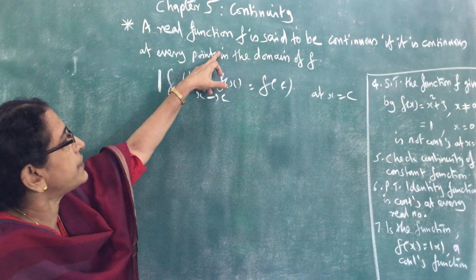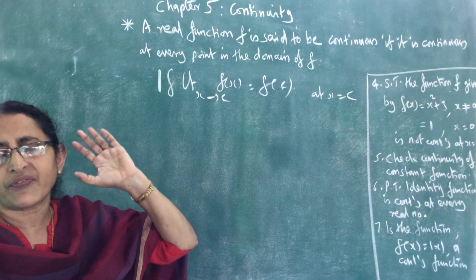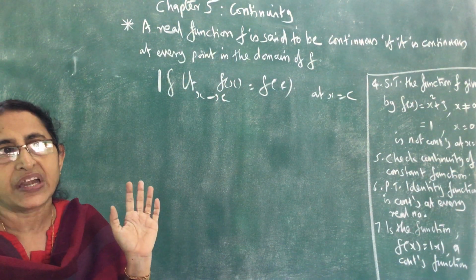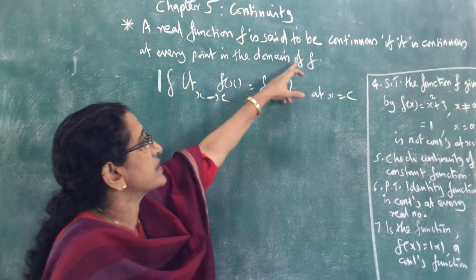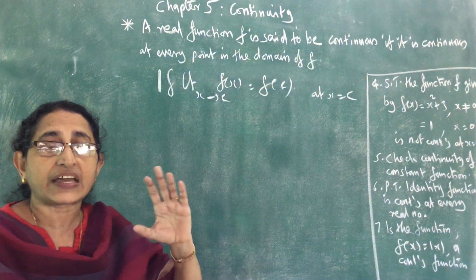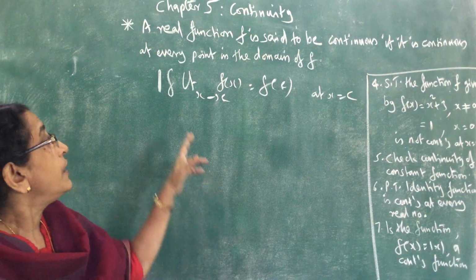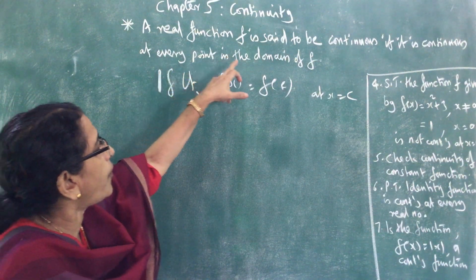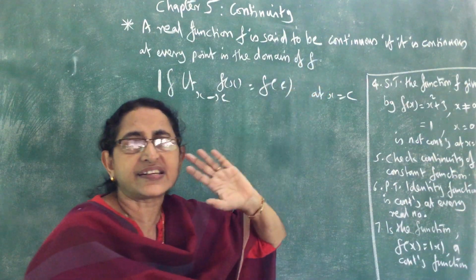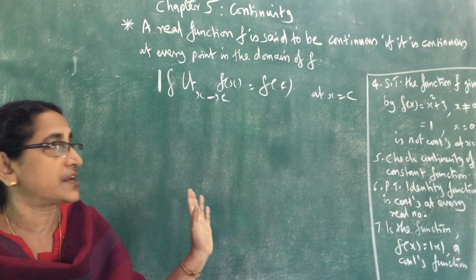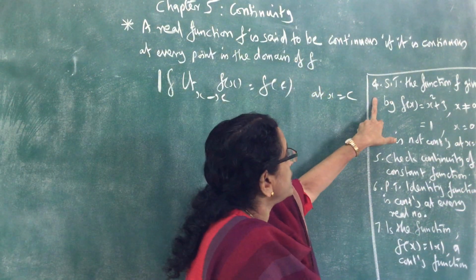But here, this is the definition of when the function is said to be a continuous function. A function is said to be a continuous function if it is continuous at every point in the domain. If it is continuous at every point in the domain of the function, then it is said to be a continuous function. Now see, fourth question.